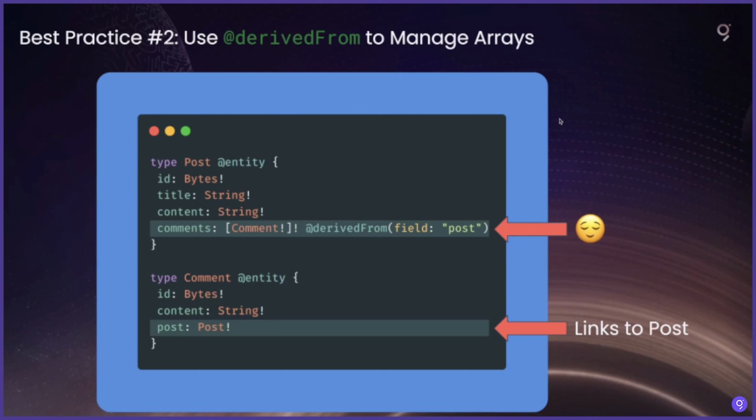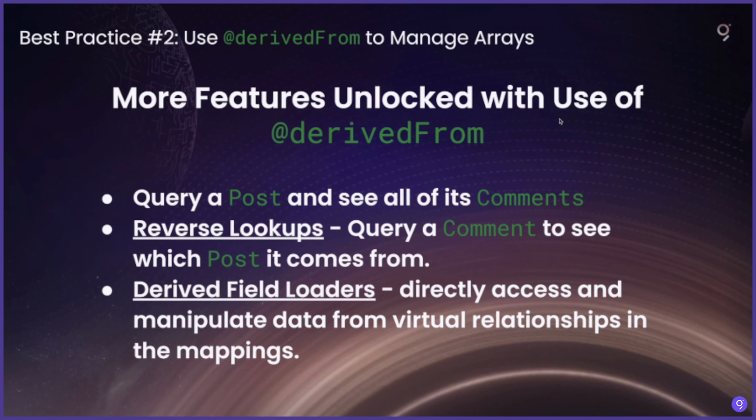So once again, faster processing too, just because there's less data to go through. There are even more advantages with using derived from whenever we are linking entities. We can query the post and see all of its comments. That's just good one-to-many, but reverse lookups are also brought up. Query a comment to see which post it comes from. That's also just one-to-many, but this is the real unique one, the derived field loaders. Directly access and manipulate data from virtual relationships in the mapping.